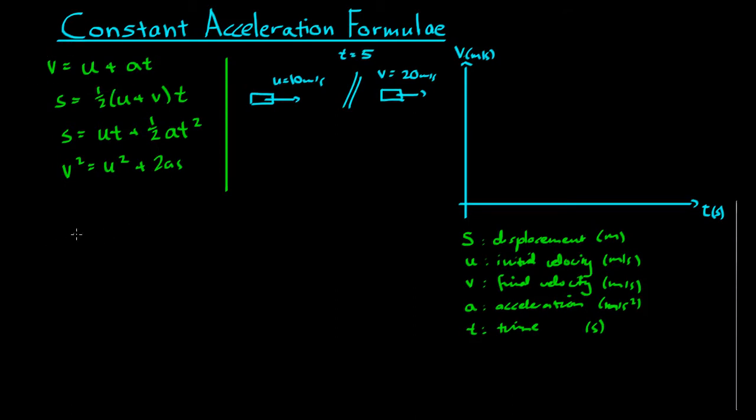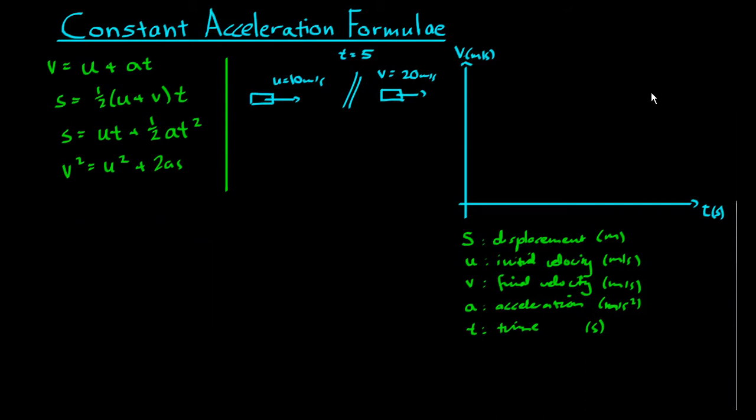This one up here works: V equals U plus AT. We want to get A by itself. Actually, we'll solve it the easy way first. 20 is equal to 10 plus A times 5. Take 10 from both sides. 10 equals 5A. Divide both sides by 5. 2 equals A. So we found A equals 2 meters a second squared.